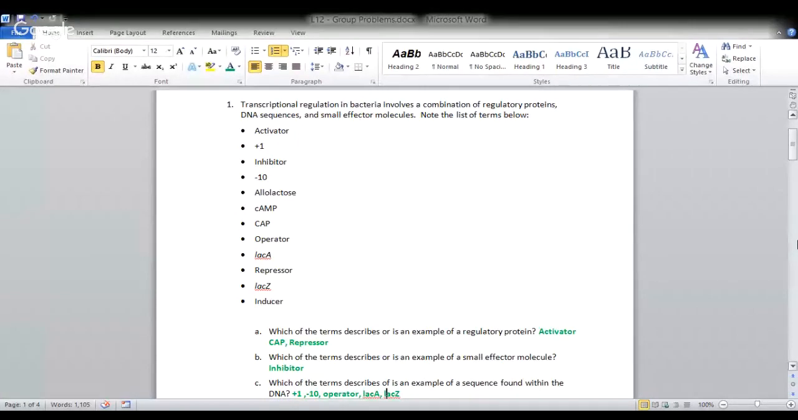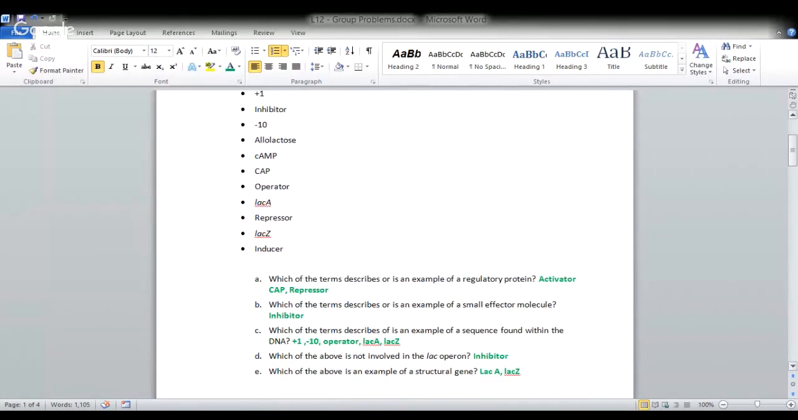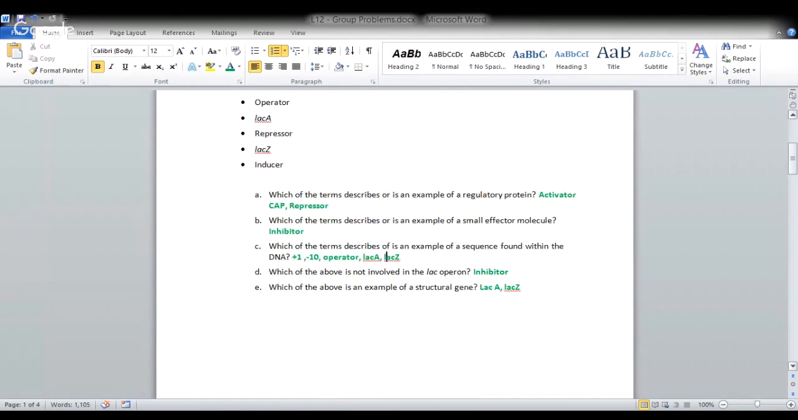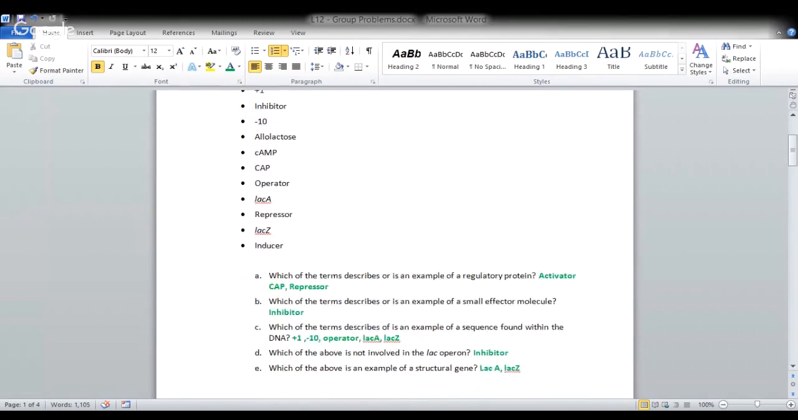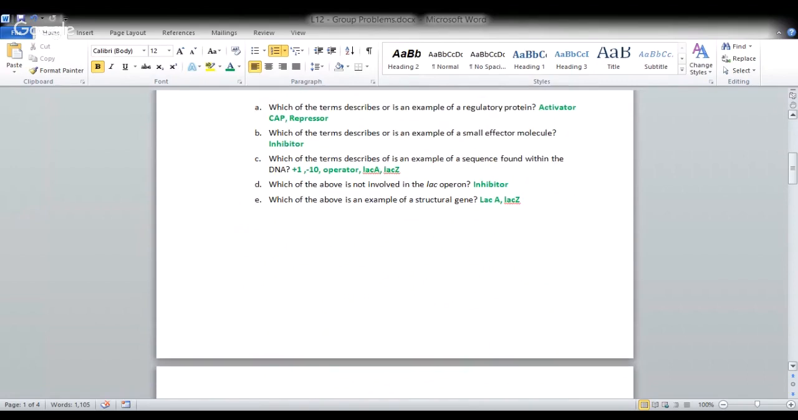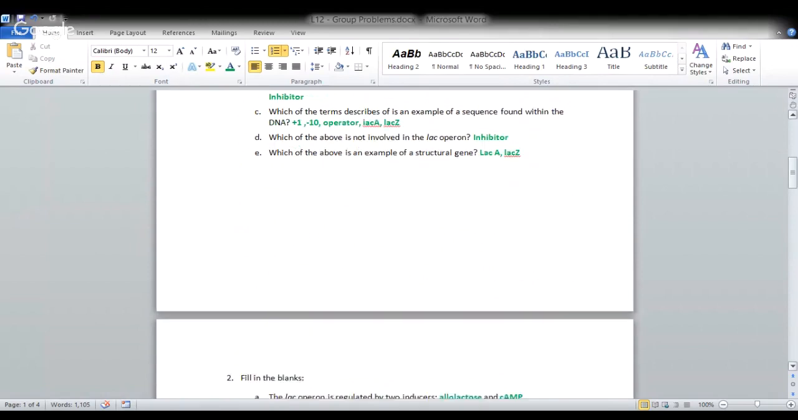Okay. Number one. Just like the past few weeks, which of the terms above? For A, which of the terms describes or is an example of a regulatory protein? So we put the activator, CAP, and repressor. B, which of the terms describes or is an example of a small effector molecule? We put inhibitor. C, which of the terms describes or is an example of a sequence found within the DNA? So we got our +1 sequence, the -10, operator, LAC-A and LAC-Z.